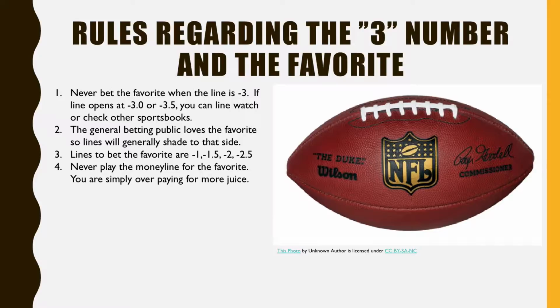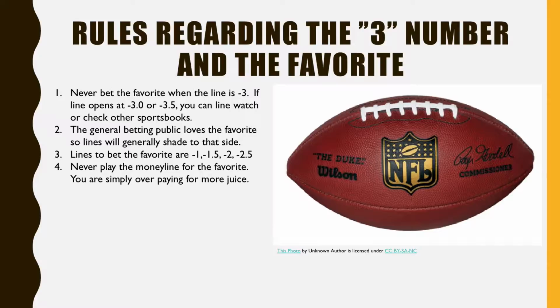Number 3, lines to bet the favorite are -1, -1.5, -2, -2.5. If you see a line of -1.5 or -2, and you think the favorite's going to win, then that would be a good play on the favorite, because of that important number, the number 3. Let's say you bet Dallas -2.5 over the Eagles. Dallas wins 20-17, you're going to win.